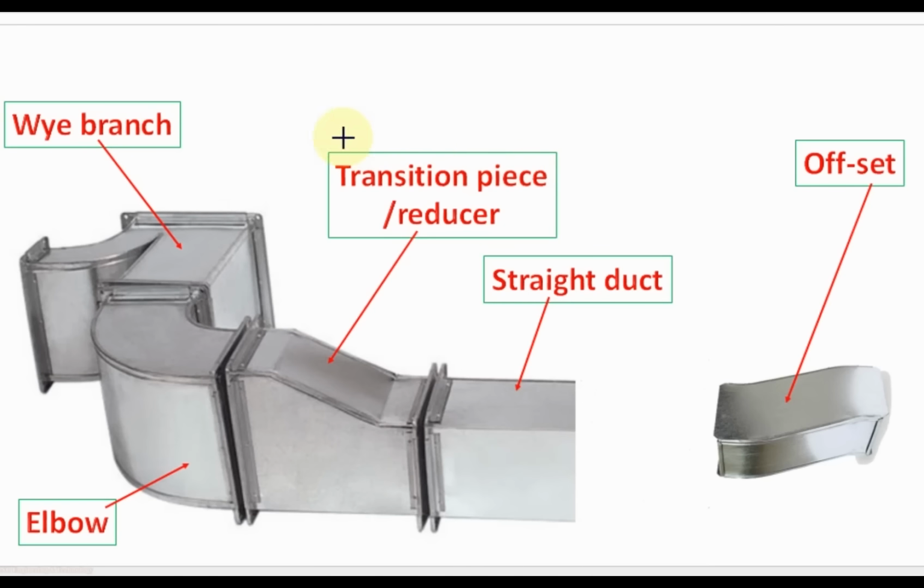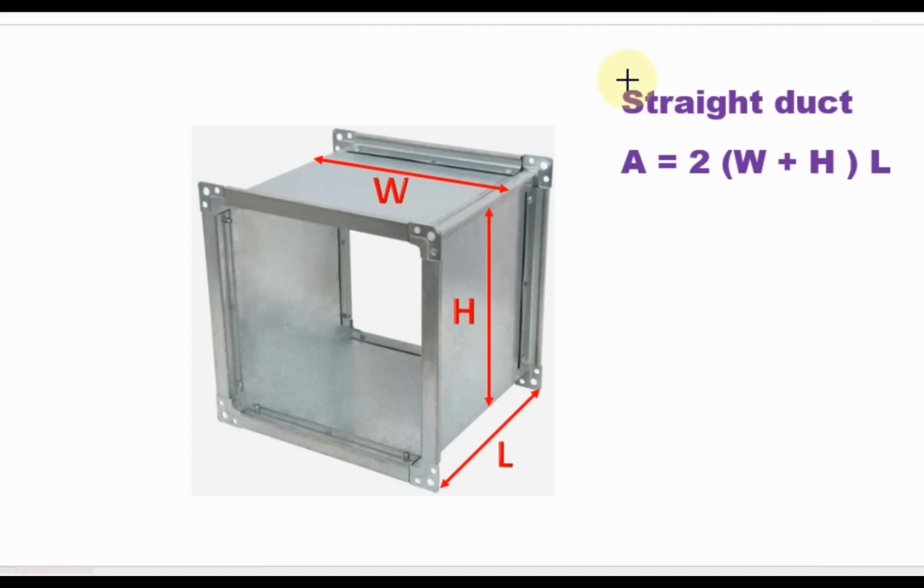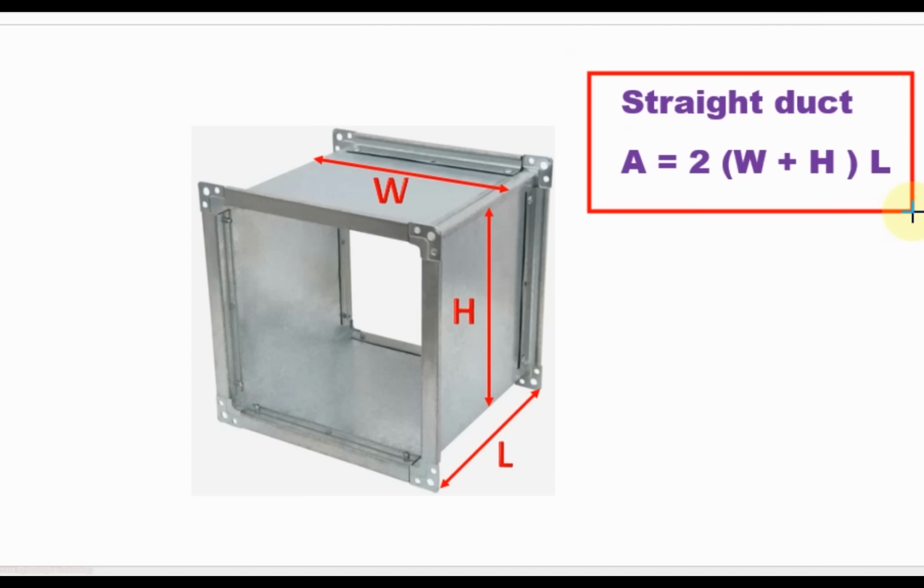We use different duct fittings like Y branch, elbow, reducer, offset when we install the duct for a project. Now we'll make a sample calculation to calculate the area for all these fittings. To calculate the area for the straight duct, we have the formula: area equals 2 times (width plus height) into L.